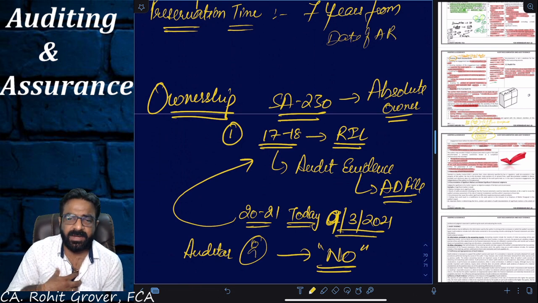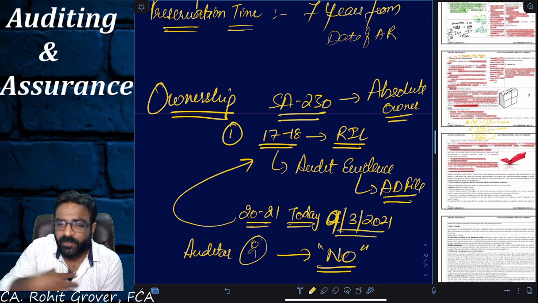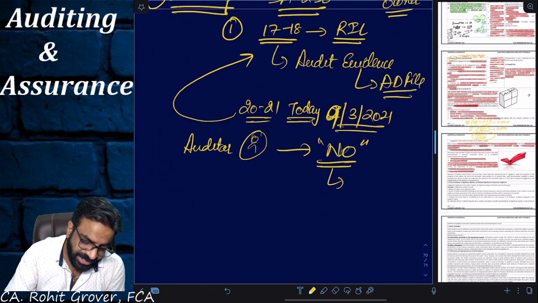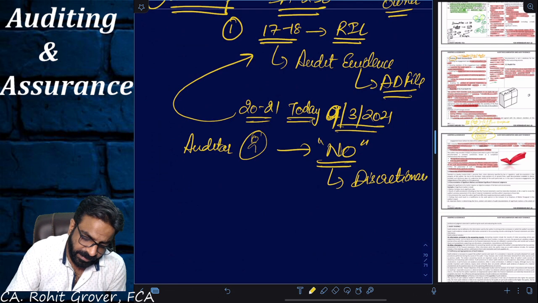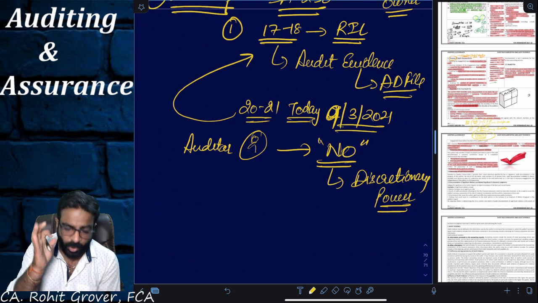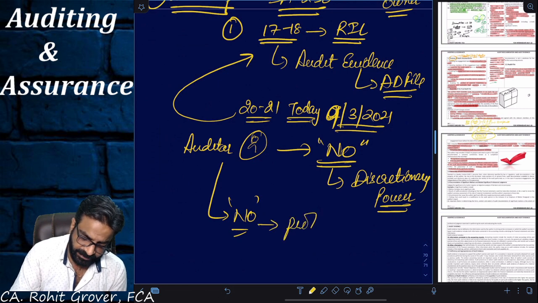Sir, I did the hard work. I collected my audit evidence. And if I wish, can I say no to my client or not? Yes. So it is the discretionary power given to the auditor. If the auditor wants, he may say no to anyone, not only the client. He can also say no to the professionals.